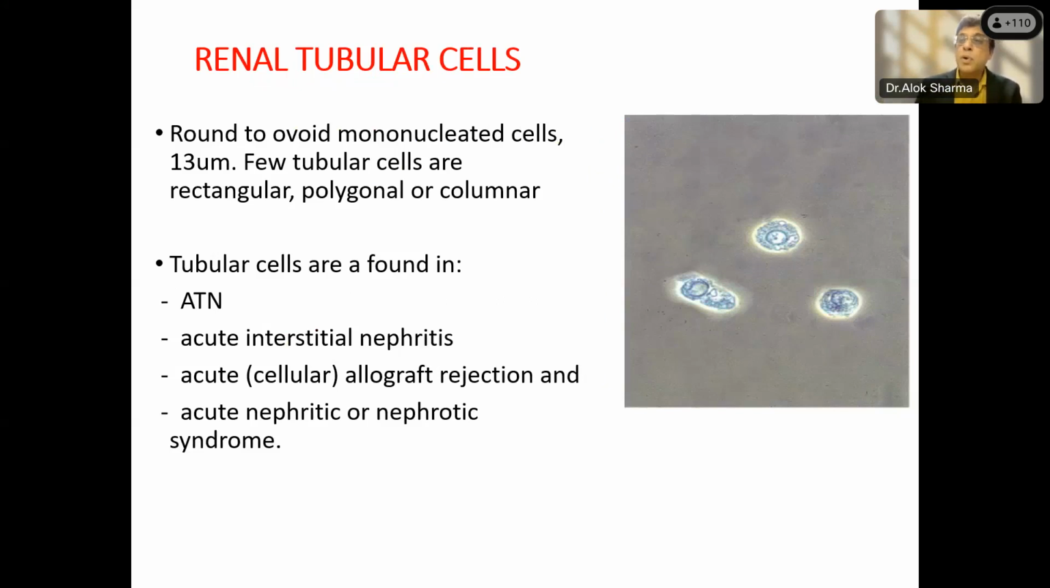An increased number of these cells is usually seen in acute tubular injury or acute tubular necrosis. Because of inflammation, they have a tendency to shed off from their surface epithelium and appear in the urine. They are also seen in interstitial nephritis, and if you're looking at urine from transplant patients, they are found in increased numbers in acute cellular allograft rejection. Sometimes you can find increased numbers even in a nephritic or nephrotic syndrome because they shed from the epithelial lining.